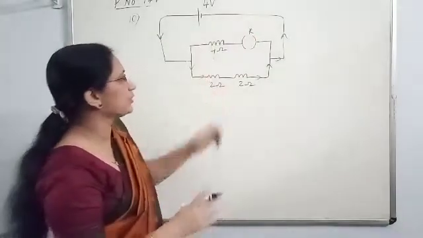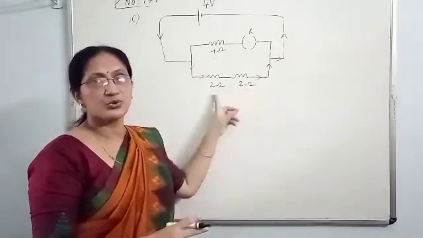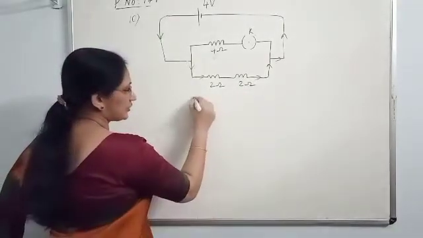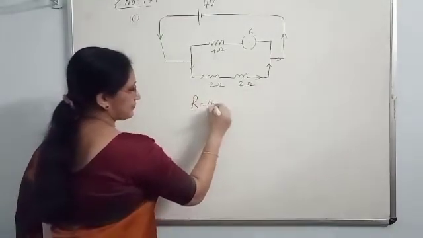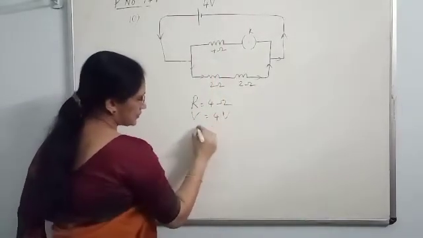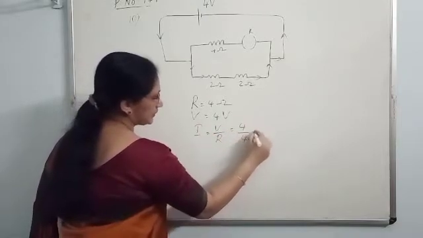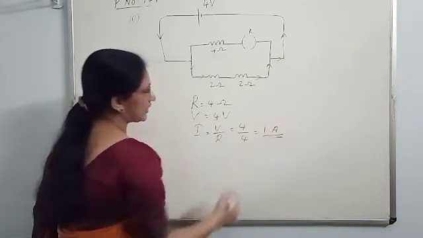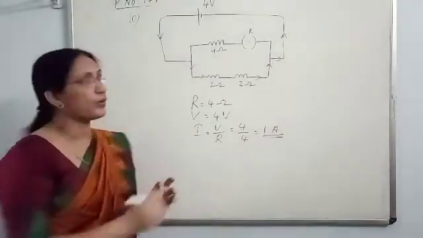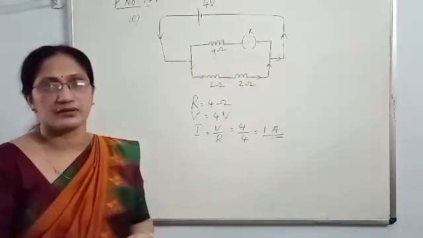So what will be the total resistance? These two are in series. So 2 plus 2, 4 ohm is the total resistance. And V is 4 volt. So I is equal to V by R, 4 by 4, that is 1 ampere. Current flowing in the circuit will be 1 ampere in this case, if the key is open.